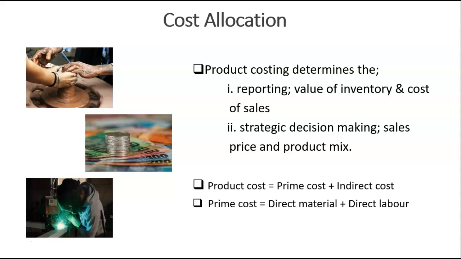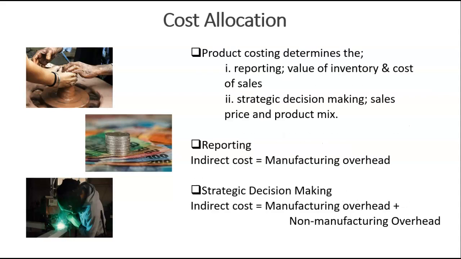Before we move further, let's have a short revision on these few simple concepts. What is product cost? Product cost is actually prime cost plus indirect cost. What is prime cost? Prime cost is actually direct material plus direct labor. Product cost determines the reporting of the value of inventory and cost of sales, and also for strategic decision making, as I mentioned previously.